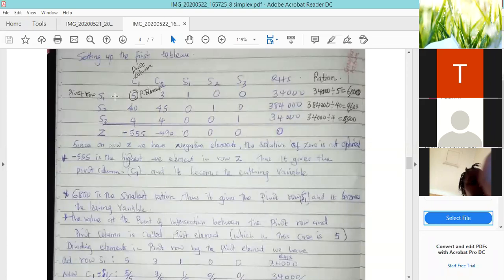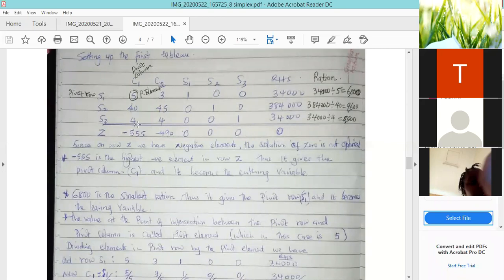And the point of intersection between the pivot column and the pivot row gives us the pivot element. So our pivot element here is actually 5. Now, I've identified my pivot column. I've defined my pivot row.